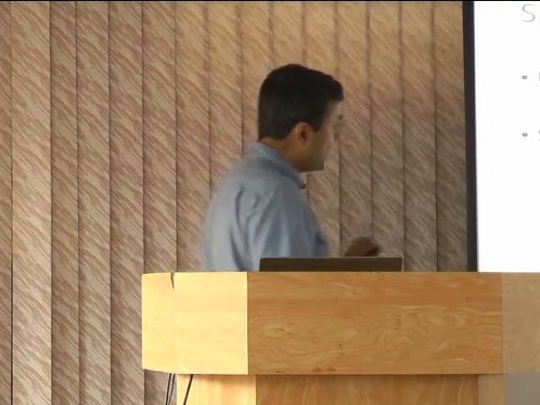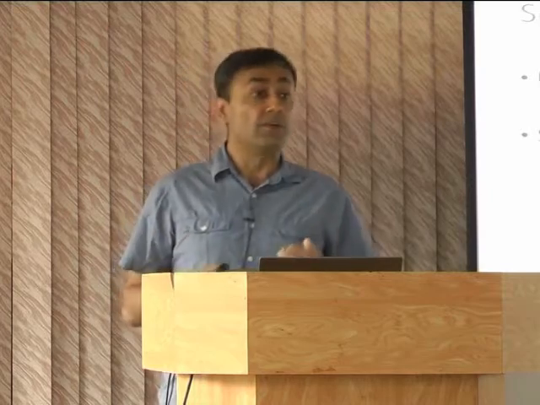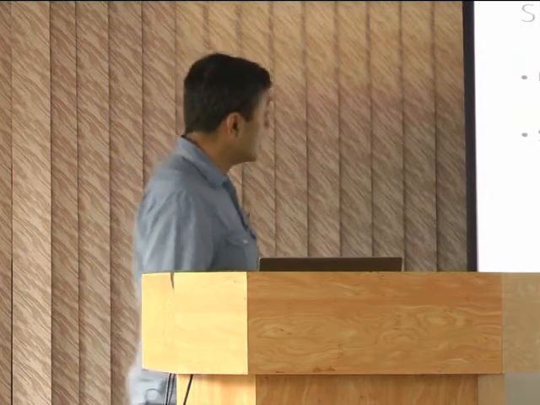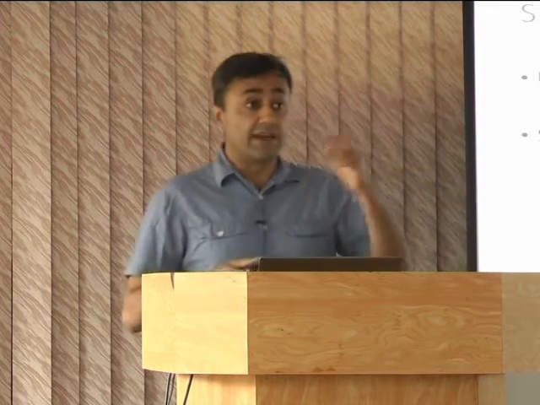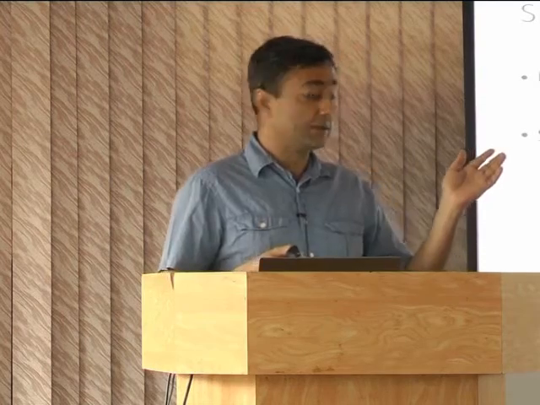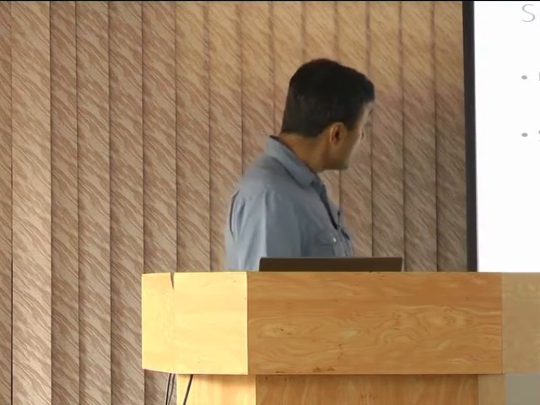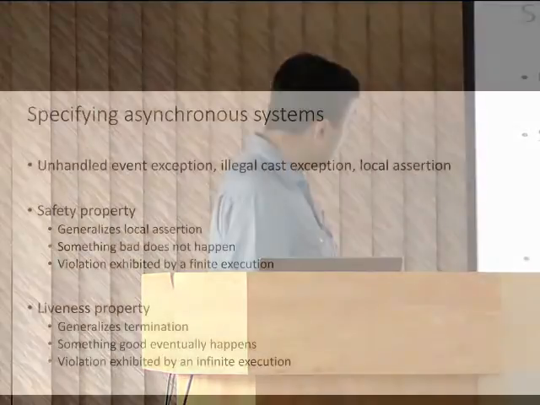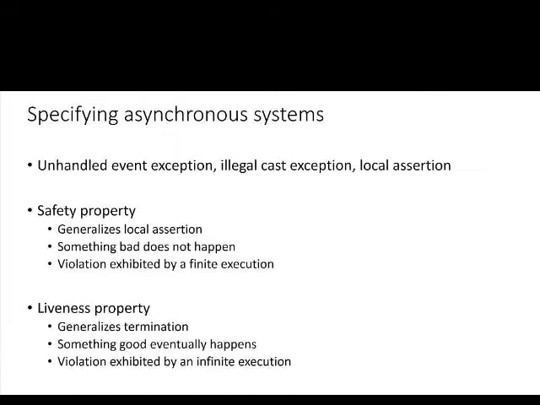A safety property generalizes the notion of local assertion. You can capture global invariants. Similar to local assertions, its violation is exhibited by a finite execution. Okay? So that is relatively easy to understand.